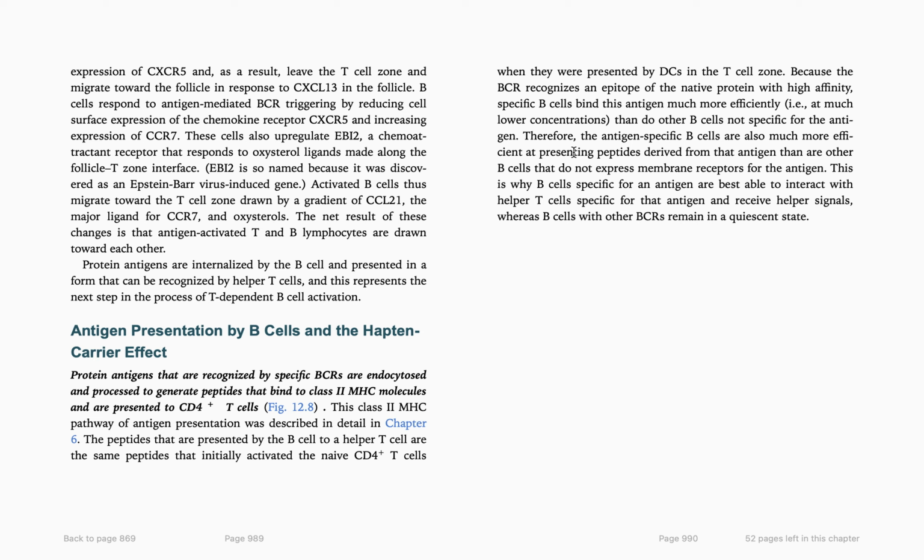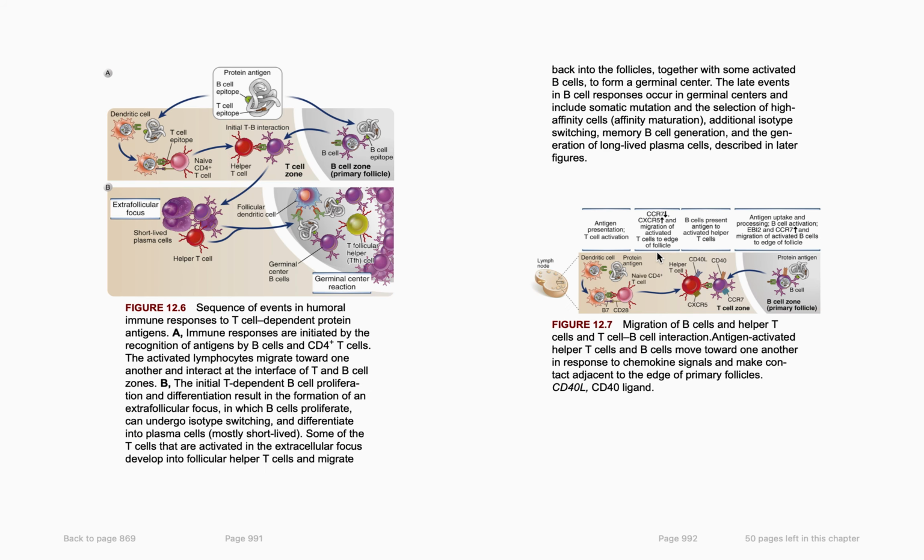This is at a much lower concentration than for other B cells not specific for the antigen. Therefore, specific B cells are also much more efficient at presenting a peptide derived from that antigen than other B cells that do not express a membrane receptor for the antigen. This is why B cells specific for an antigen are best able to interact with helper T cells specific for that antigen and receive helper signals, whereas B cells with other B cell receptors remain in a quiescent state.